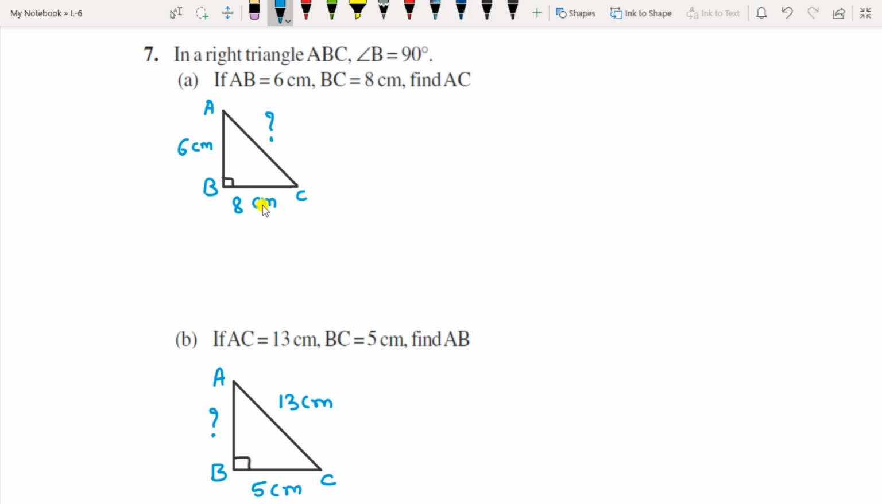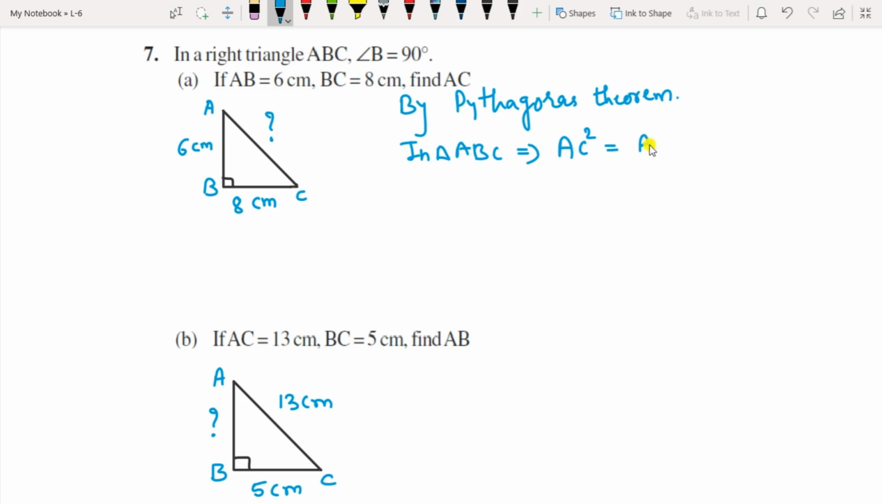Okay, so here you have to apply the Pythagoras theorem because it is a right angle triangle. So you have to write it here by Pythagoras theorem. So in triangle ABC, it gives hypotenuse AC square equal to AB square plus BC square. Here you have to find AC square equal to, according to the figure or the given, AB is 6 square and BC is 8 square.